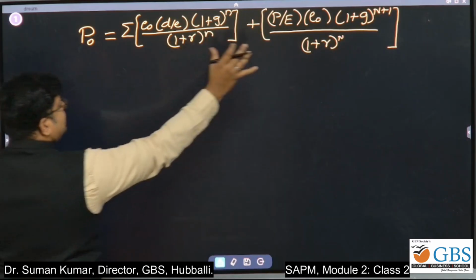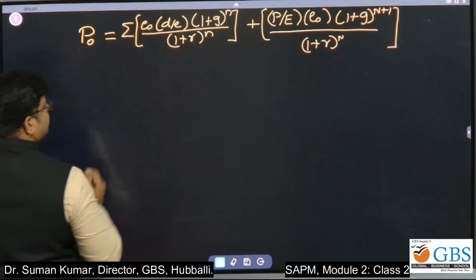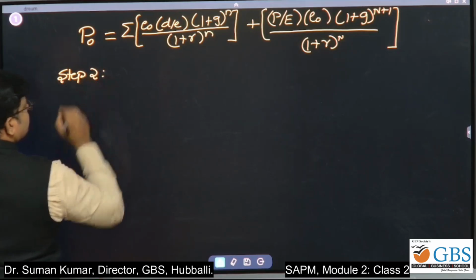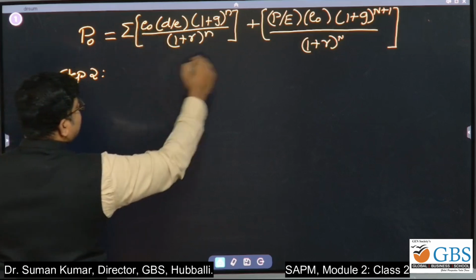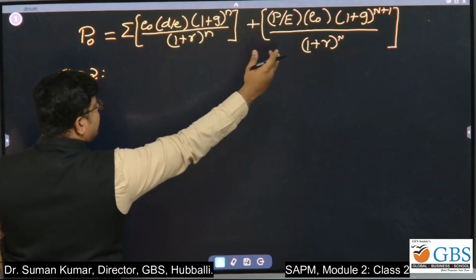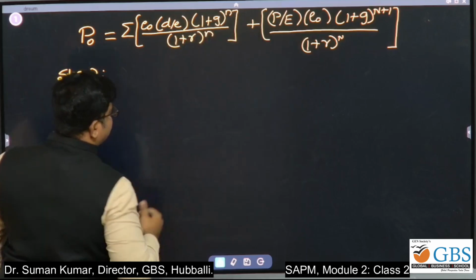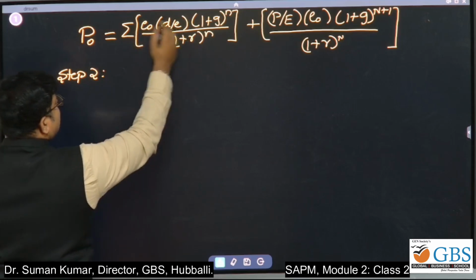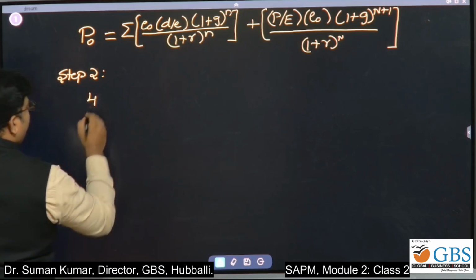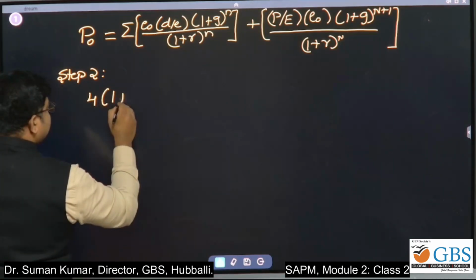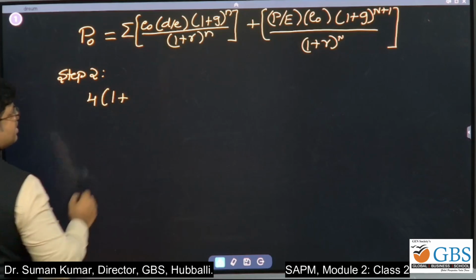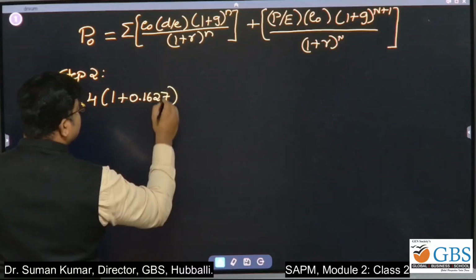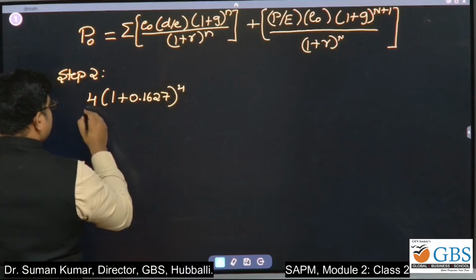There are two parts. Step 1, we found out this, correct? Step 2, we'll understand this part. Then in step 3 we'll find out the right hand part. So how to do this? First, we found out this. What is the value? 4, 1 plus G, growth rate 16.27, raised to the holding period 4, divided by.